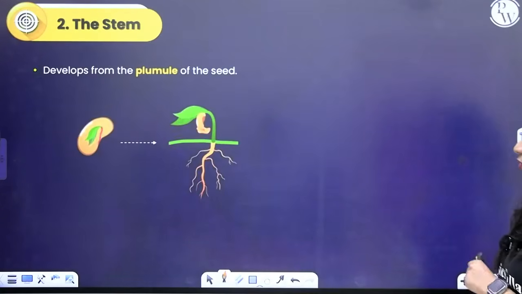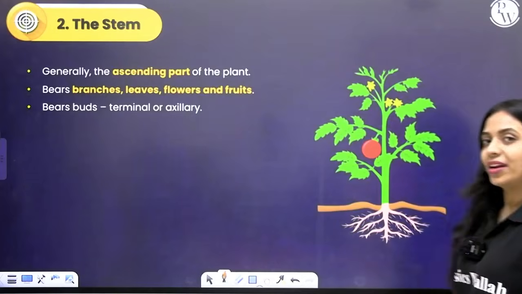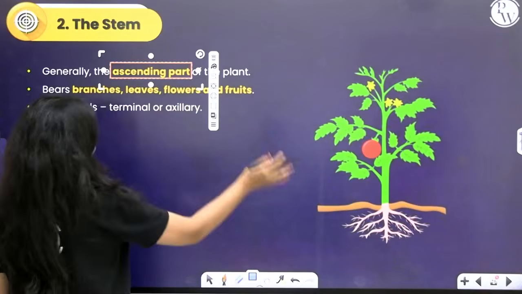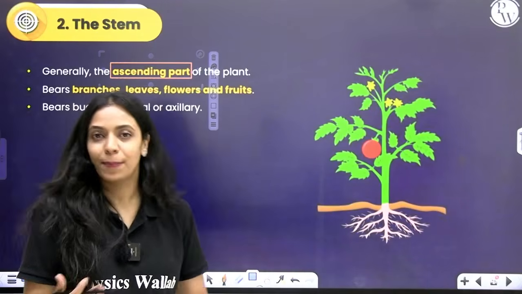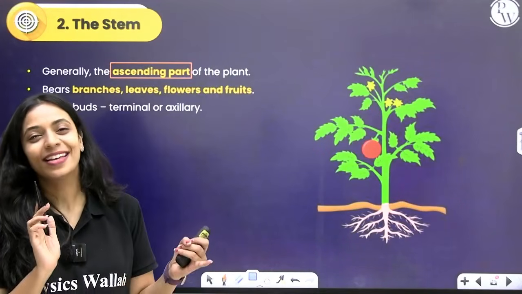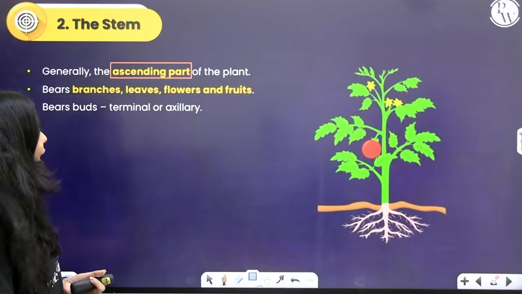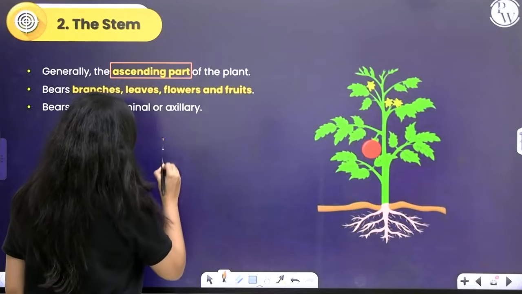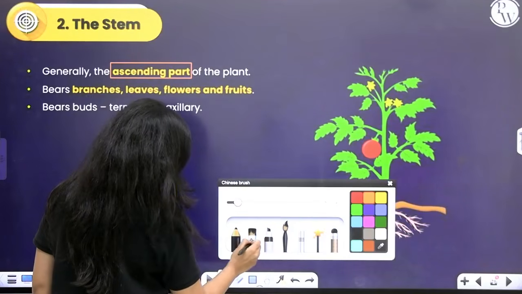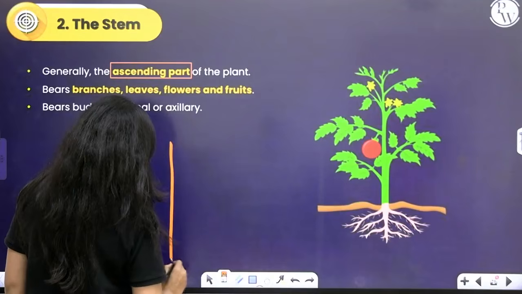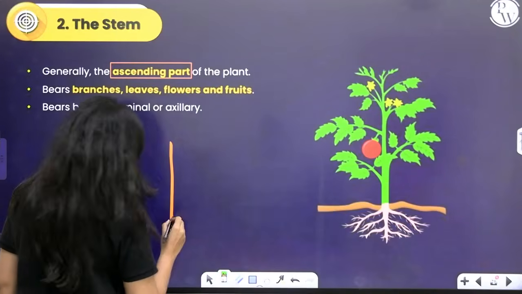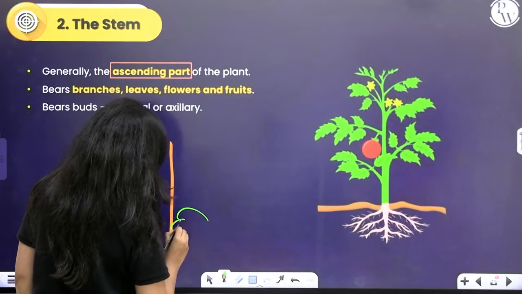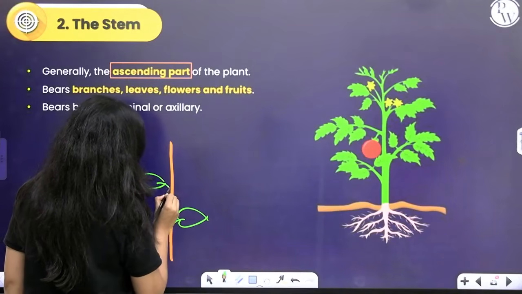Now let's talk about the stem. So what do we already know about the stem? We know that the stem is the ascending part or the above ground part of the plant. It bears different appendages such as the leaves, flowers and fruits. And also in the stem, there are specific regions. If this is a stem, there are specific regions on the stem from which the leaves arise. Right? Leaves arise from specific regions on the stem.